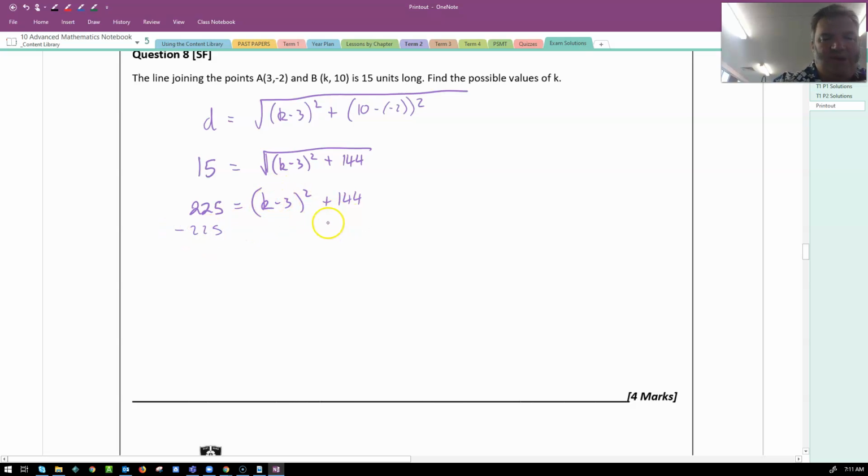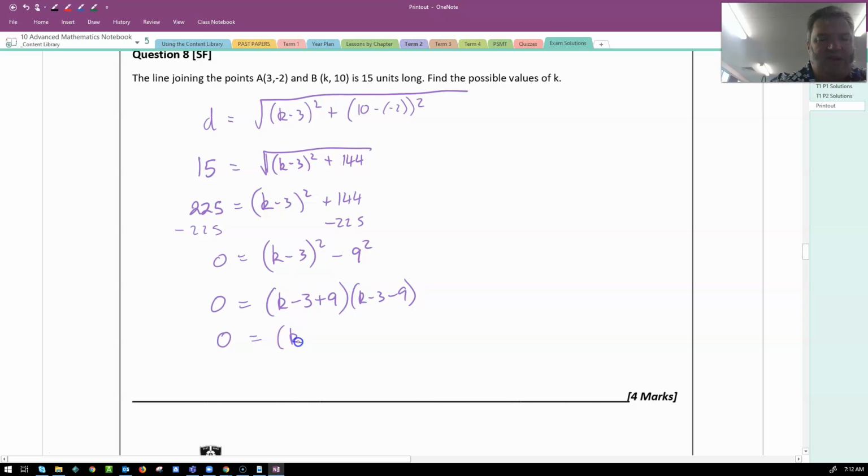When you've got a power there, you want to try and remember to set it equal to 0 and factorise. So I'm going to be left with k minus 3 squared minus 81. 81 is, of course, 9 squared. You could write that as a second line if you want. I'm just going to do it there for you. Difference of two squares. I told you it was our favourite rule in maths. Saves us more time than any other rule. K minus 3 plus 9, k minus 3 minus 9.